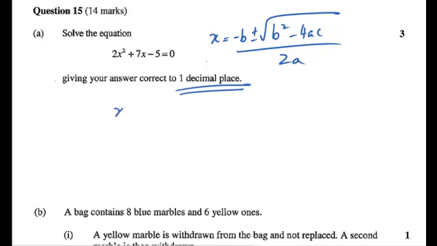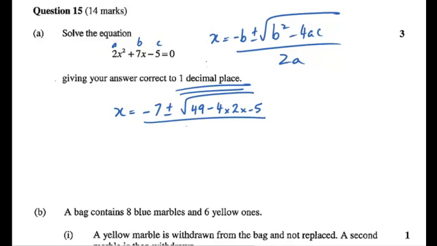Alright, so let's do that. X equals, also you must know that this is a, this is b, this is c. So negative b is negative 7, plus or minus the square root of b squared, which is 49, so that's 7 squared, minus 4 times a, which is 2, times c, which is negative 5, all over 2 times 2.